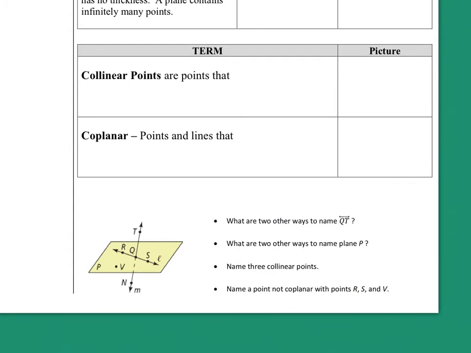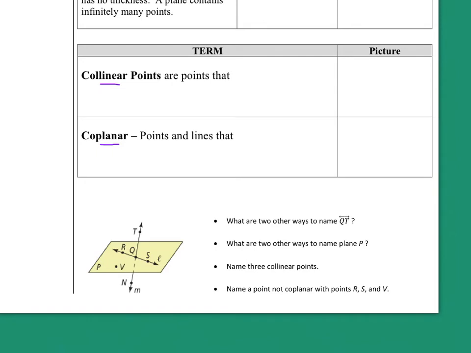Now let's look at these two terms. We have collinear and coplanar. Think of some words that you know that have the prefix co. Words like co-worker or cooperate or corporation. That prefix co means together. So we have collinear, and if we look at the word linear, right in the middle we have line, and coplanar, which the root there is plane.